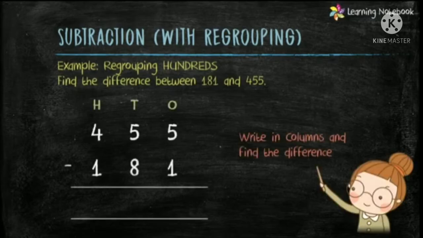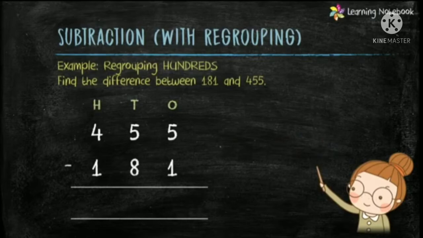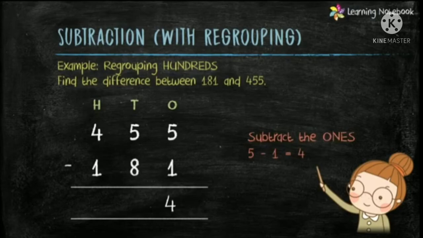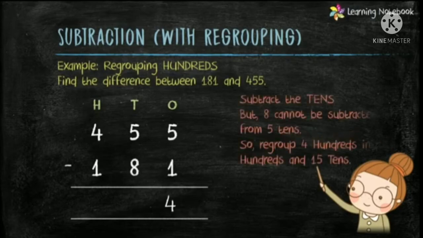First, arrange the numbers in column form. Start subtracting the digits at ones place. 5 minus 1 equals 4. Now moving forward to digits at tens place. But as we can see, 8 cannot be subtracted from 5, so regroup 4 hundreds into 3 hundreds and 15 tens. Let's understand this example with the same story.